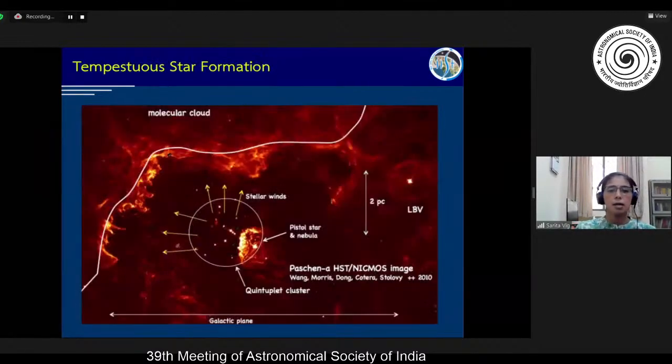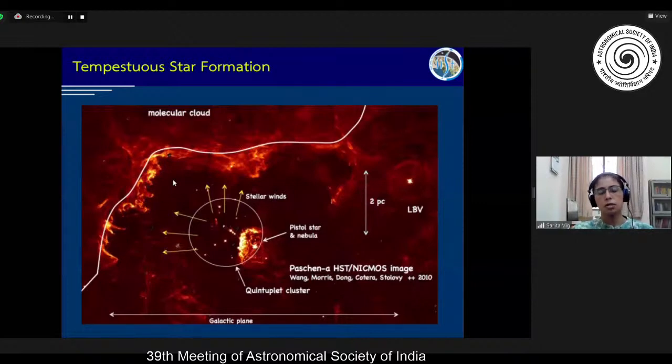And this is a picture towards the Quintuplet cluster in HII, to show the tumultuous medium surrounding this cluster. You have the effect of the stellar winds. You have, for example, the nebula here, which is getting compressed. And then you have this large region, which is very excited and shows pillar-like structures.